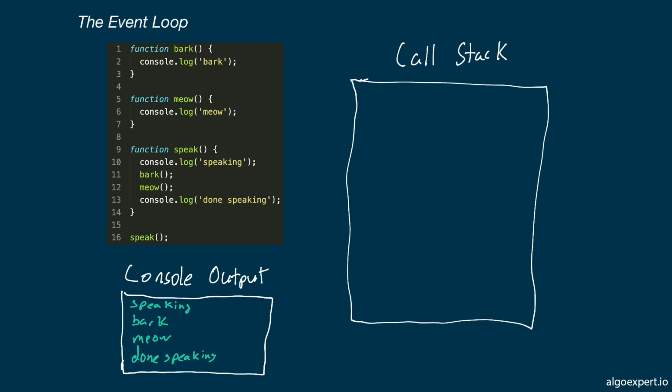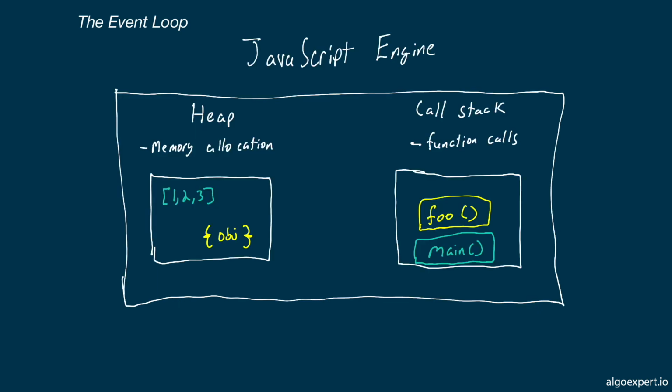Okay, so now let's revisit our diagram of the JavaScript engine. This works in the simple case that we just saw, but what would happen if we popped foo off of this call stack and instead pushed setTimeout foo with a delay of 500 milliseconds? How would our model work?